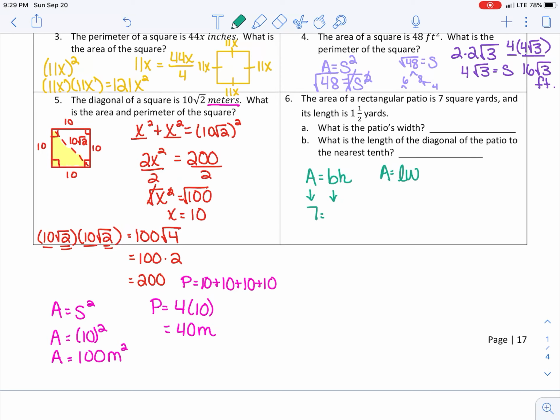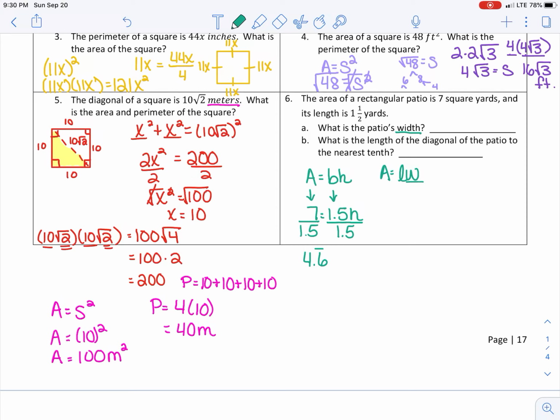So I'm going to say that the length is B, which is 1.5. And I'm going to go ahead and write that as a decimal. I'm going to say 1.5. And then we're going to say H, which is also like our width, which is what the first question is asking. It says, what is the patio's width? So if we have this, we have 7 equals 1.5 H. In order to solve for H, we need to get rid of that 1.5 by dividing it out. So if we divide that out on both sides, 7 divided by 1.5 gives me 4.